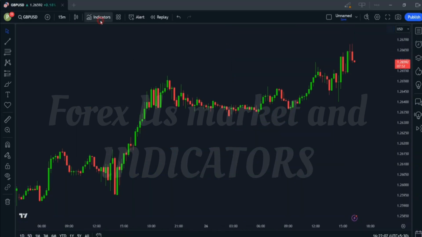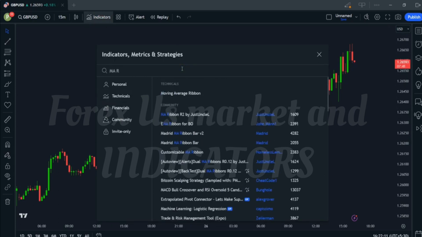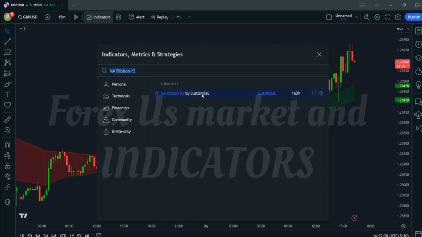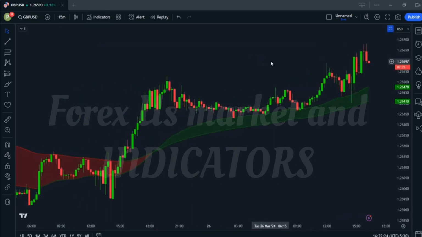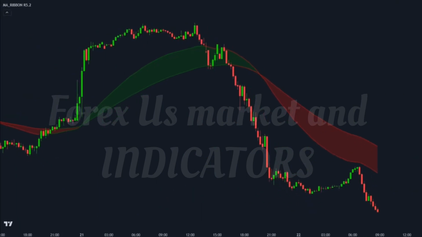But remember, trading isn't a one-trick pony. We need another tool in our belt. That's where our second indicator, the MA ribbon R2 comes in. Now, we gotta fine-tune this MA ribbon R2, like a high-performance race car. But don't worry, it's not rocket science.